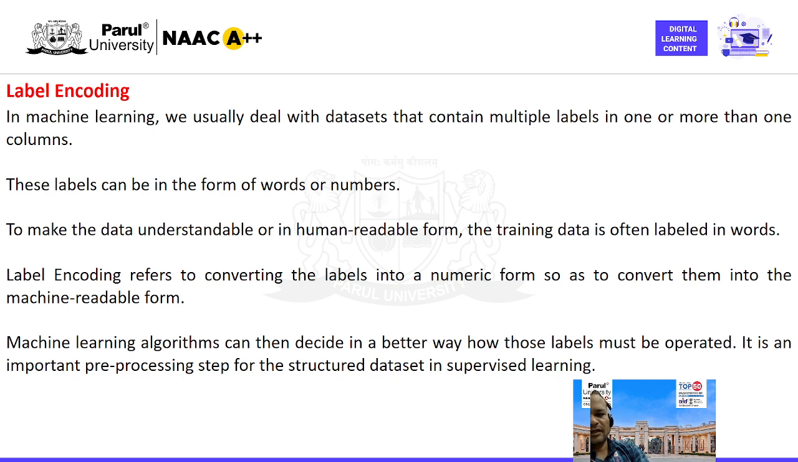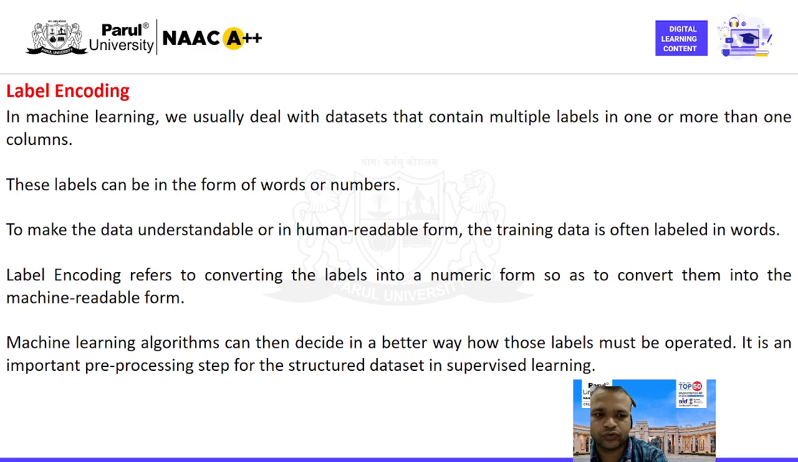To make the data understandable in human readable form, the training data is often labeled in words. So label encoding refers to converting the labels into numerical form, so as to convert them into machine readable form. Obviously, a machine always understands the numerical form, only 0 and 1. So first we have to convert these word labels.